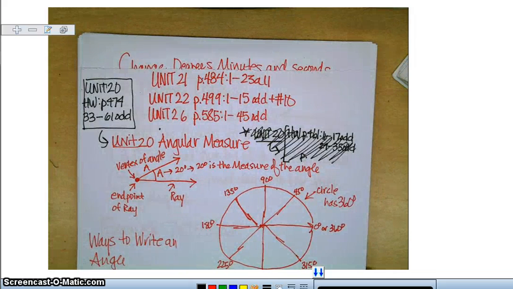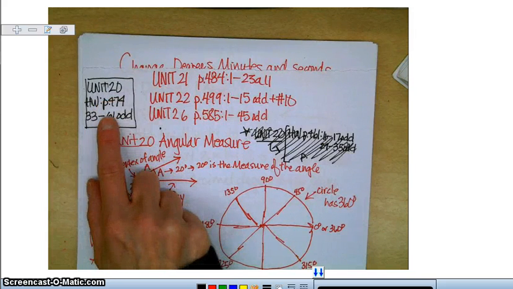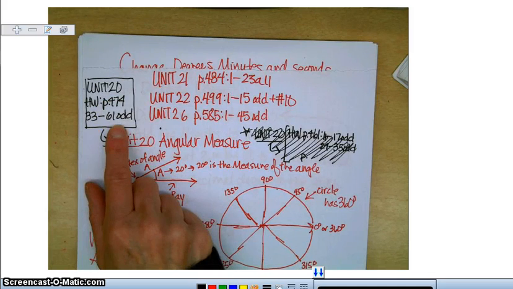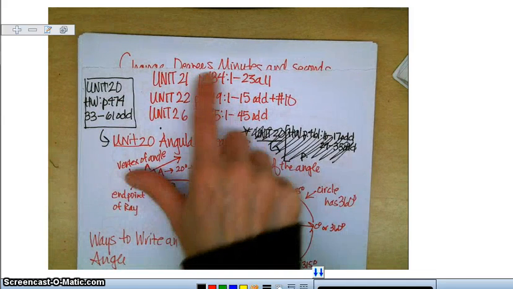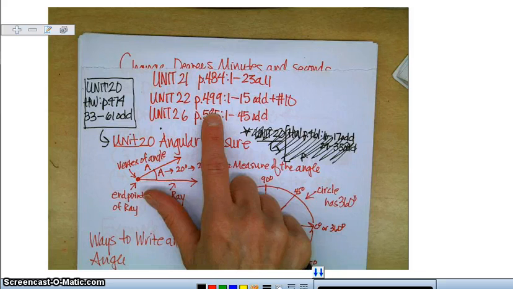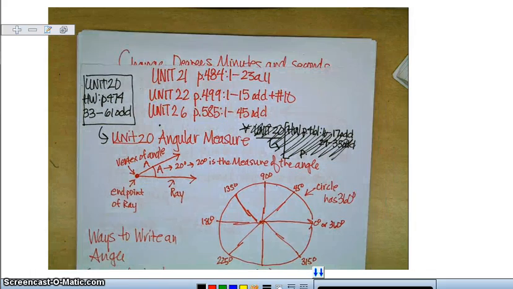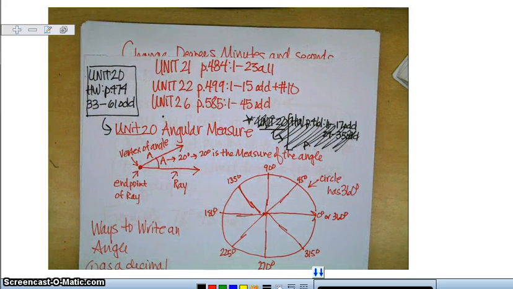I am adding a unit to this just because it's necessary to be able to work with a lot of the angles that they give you. So I'm adding a few problems from Unit 20. So homework Unit 20 will be page 474, 33 through 61, odd, in addition to these other units. This is all pretty easy, a lot of triangle stuff and angle stuff and areas. So this won't take long. This might be maximum 3 15-minute videos.